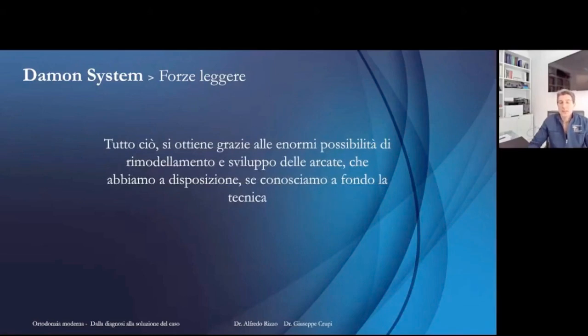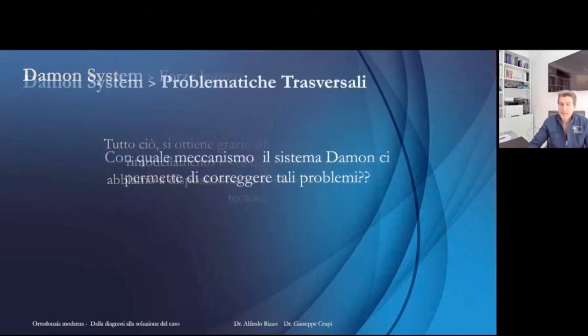Everything that we can achieve thanks to the Damon system, thanks to its enormous possibilities of remodeling and developing the dental arches, is possible only when we know the technique well according to the protocol. This is why we will take a look at how this technique allows us to solve those problems without additional or adjunctive devices.